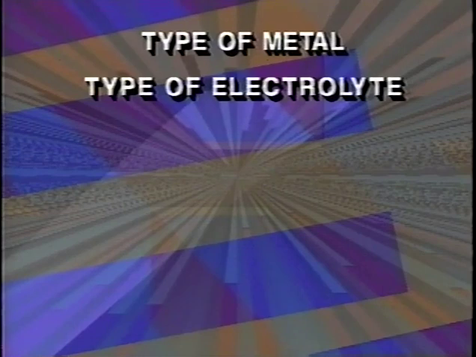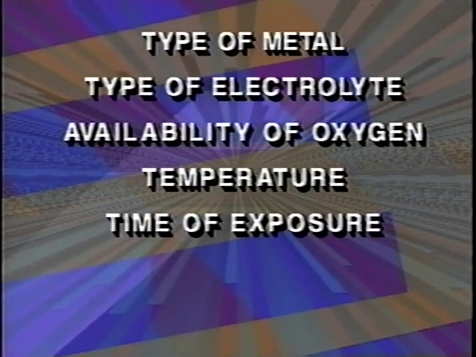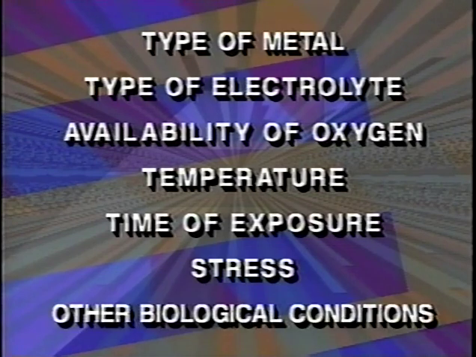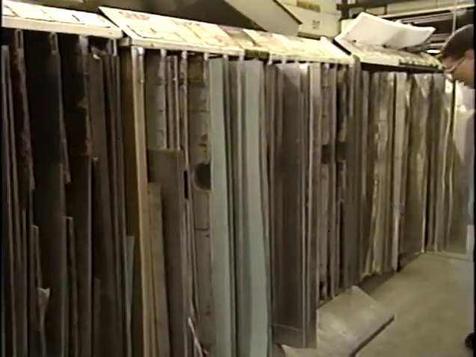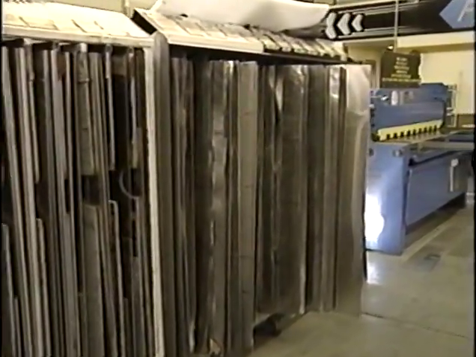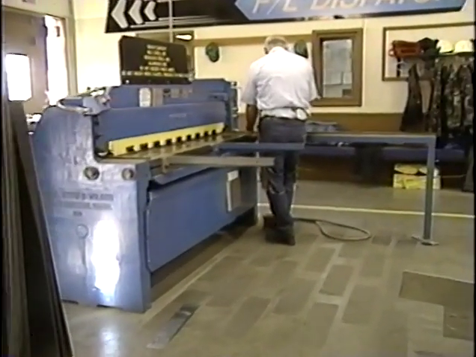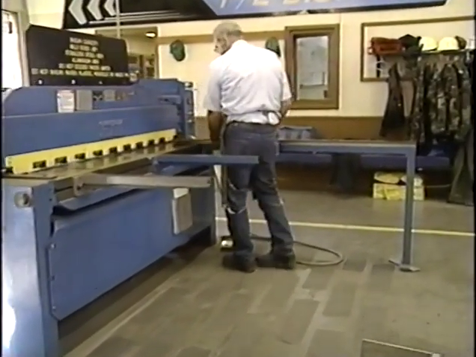There are many conditions that influence the outcome of a corrosion-damaged area. Some of these factors are the type of metal, type of electrolyte, availability of oxygen, temperature, time of exposure, stress, and other biological conditions. Some of the metals most common in aircraft construction are magnesium and aluminum, which tend to corrode easily. Titanium alloys and stainless steel aren't as susceptible to corrosion.